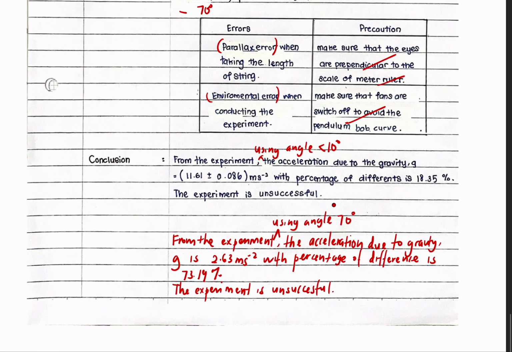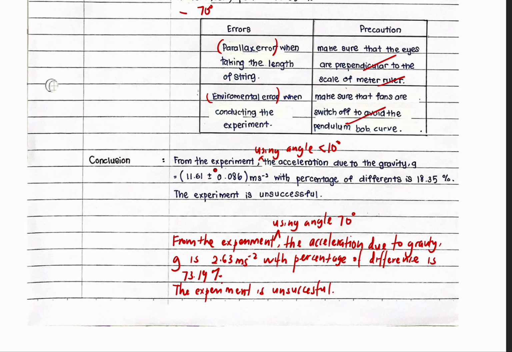And finally, for your conclusion, so from the experiment, so kita sebut balik lah from the experiment, untuk angle less than 10, the acceleration due to gravity is 11.61. So this is the complete way untuk kita state with a percentage difference of 18.35. Okay, and the experiment is unsuccessful. So kita cakap benda yang sama tapi untuk angle 70. Okay, so from the experiment, using angle 70 degree, the acceleration due to gravity is 2.63 with a percentage difference of 73.19. The experiment is unsuccessful.